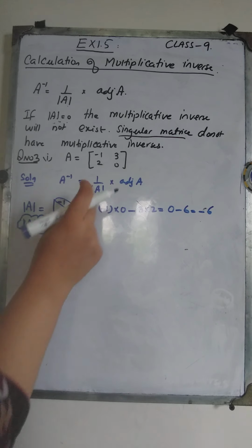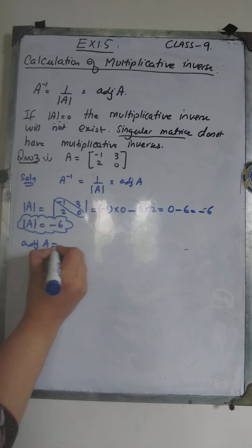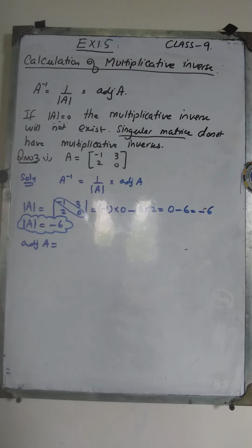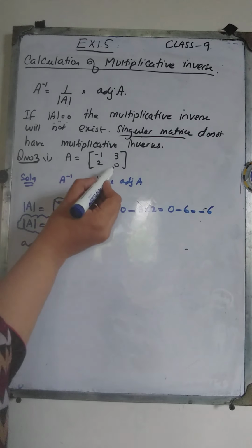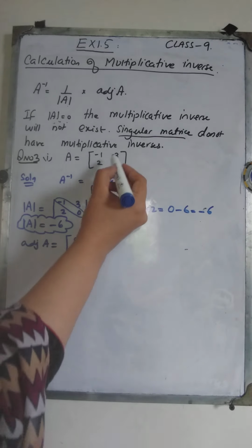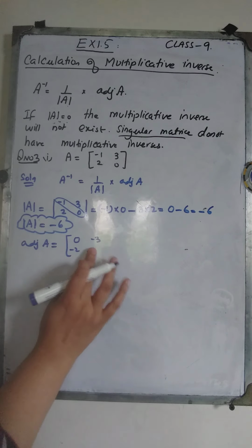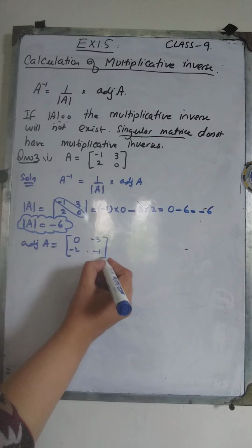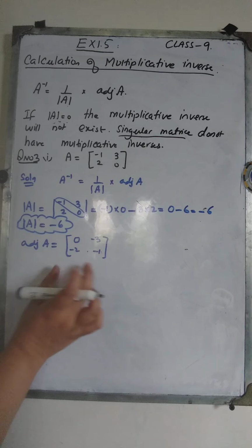Next we calculate the adjoint of A. How do we find the adjoint of a matrix? We change the places of these two numbers, 0 and -1, and change the sign of these two, 3 and 2, making them -3 and -2. This gives us the adjoint of the matrix.